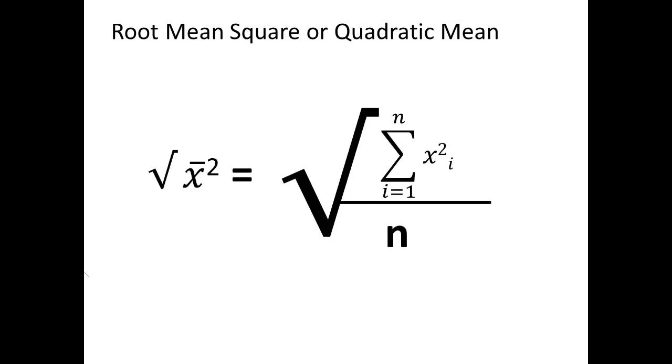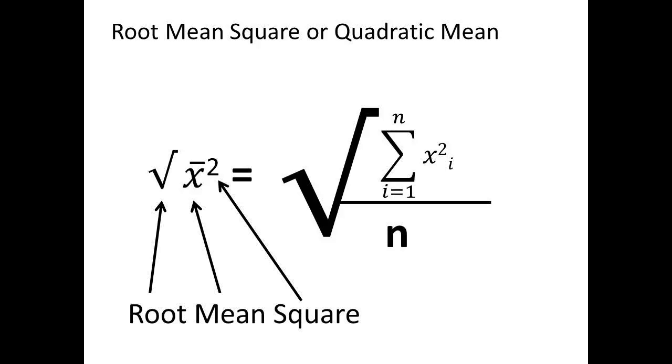Finally, the root mean square, or the quadratic mean. We can see here we have the root of x bar, which is the mean, raised to the power of 2, which is the squared part. This equals the root of sigma xi squared divided by n.